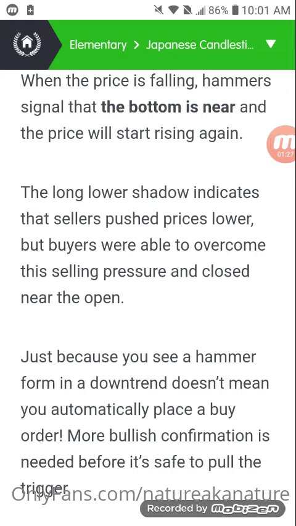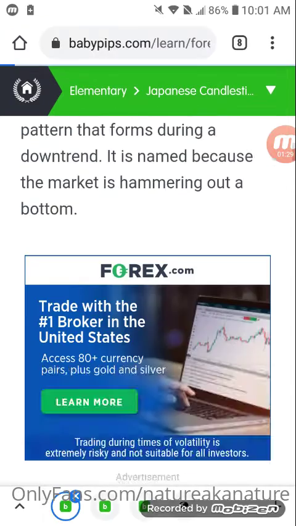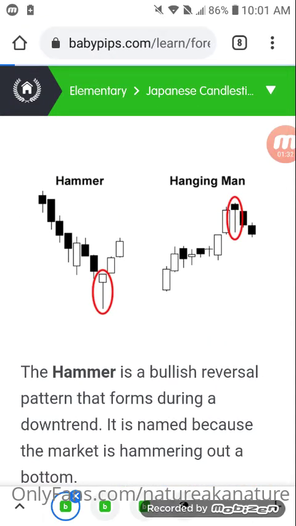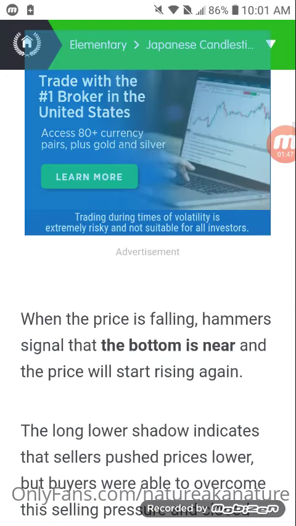You need some type of bullish white marubozu candlesticks, as you can see right here in the hammer picture, and you need two white marubozu candlesticks above the hammer for that to be valid. Same thing with the hanging man. You need two black marubozu candlesticks below the hanging man for it to be valid.